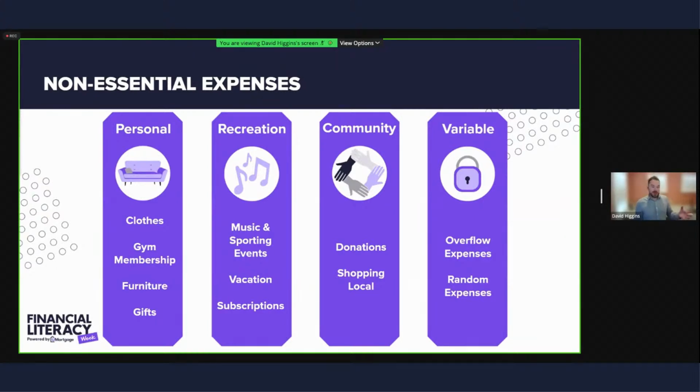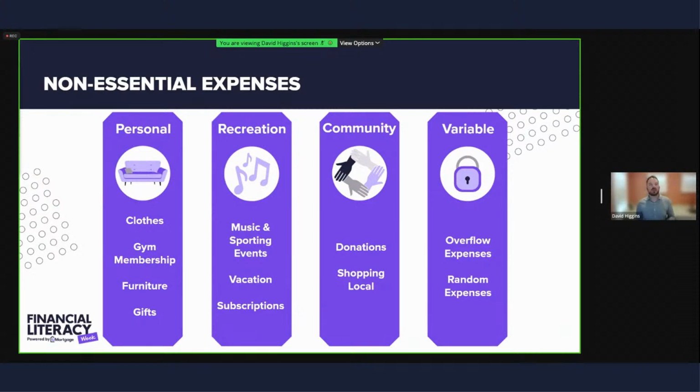Now at UMortgage, the company where I work, one of our core values is that we care very, very deeply about creating what we call strong communities. And we've actually added a category for this to also consider when you're looking at non-essential expenses. This category has to do with investing in your local community. So use this category for expenses like making donations or supporting local businesses, those sorts of things.